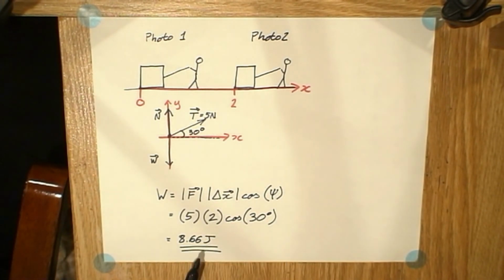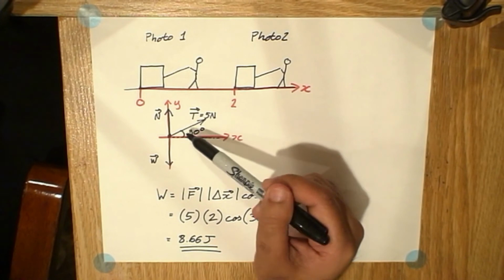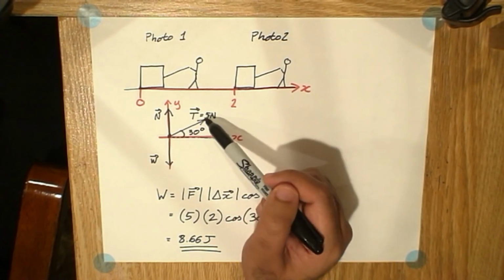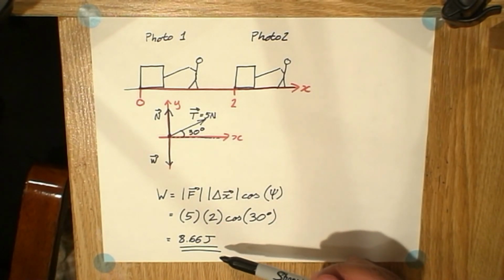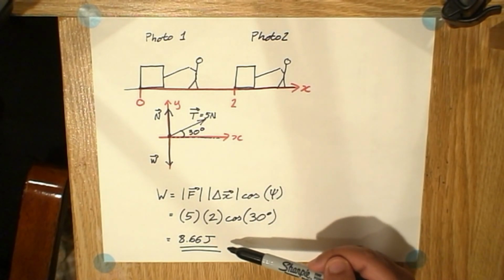You'll notice that this is a smaller amount of work than what we got in the previous question. In the previous question, it was 10 joules. Here, it's 8.66. So the greater the misalignment between the tension force, or whatever the force is, and the direction of motion, the smaller the quantity of work. The bigger this angle, the smaller the amount of work.